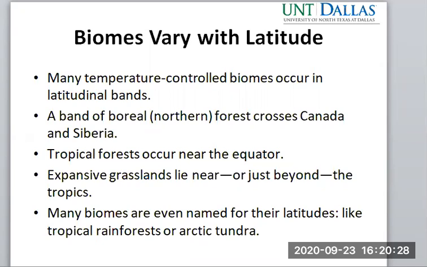We have many biomes that are named for their latitudes, like tropical rainforests, which occur between the Tropic of Cancer and the Tropic of Capricorn. Depending upon their latitudes, they are named accordingly. We also have the Arctic tundra that lies near or above the Arctic Circle. That's why it's called the Arctic tundra. So these biomes are named according to their latitudes.